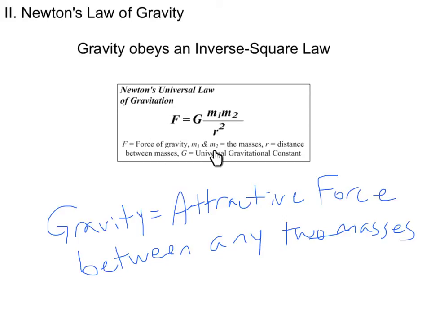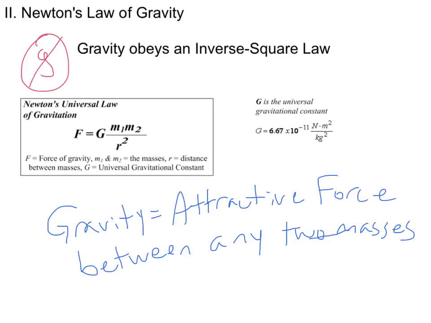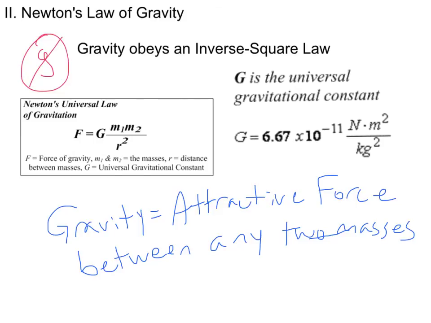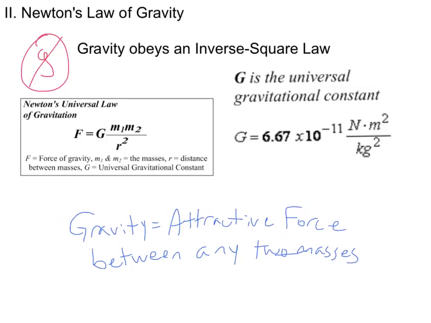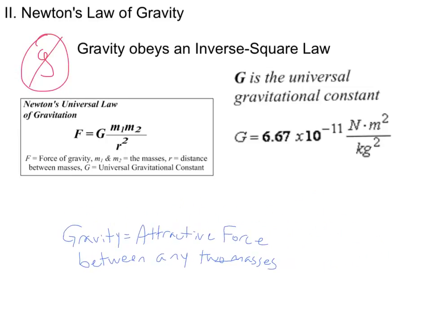The force of gravity is equal to G times M1 times M2 over R squared, where F is the force of the gravity, M1 and M2 are the masses, R is the distance between masses, and G is something called the universal gravitational constant. It's different than lowercase g, acceleration due to gravity. That is not what this is. This G is instead what we call the universal gravitational constant, and it is equal to 6.67 times 10 to the negative 11 Newton meters squared over kilograms squared. And the value of G is the same everywhere in the universe.